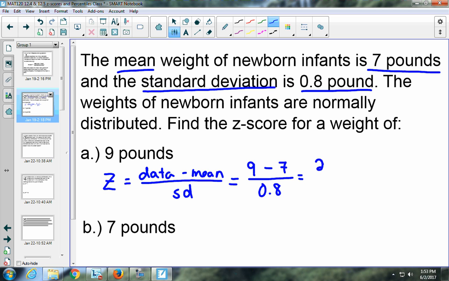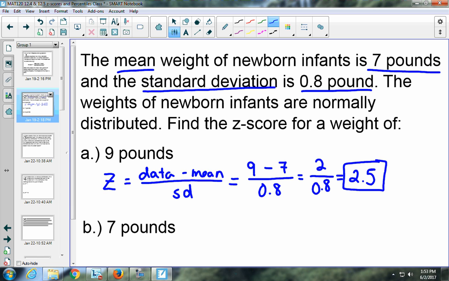We subtract first, and then divide to find that the z-score is 2.5. So that 9 pounds is 2.5 standard deviations above the mean of 7 pounds. That is what our z-score means.